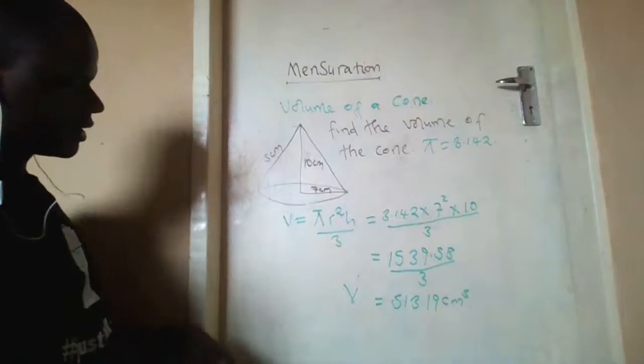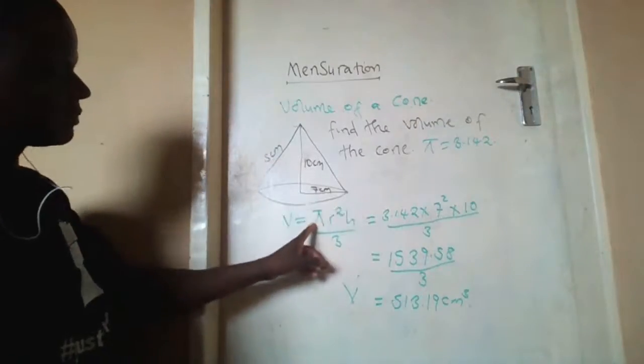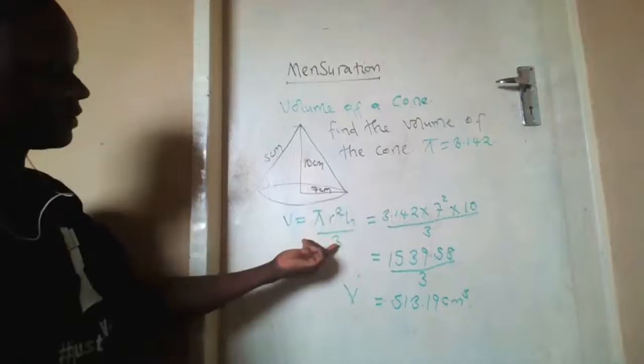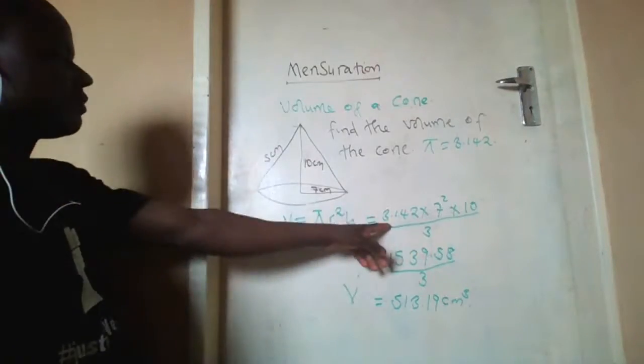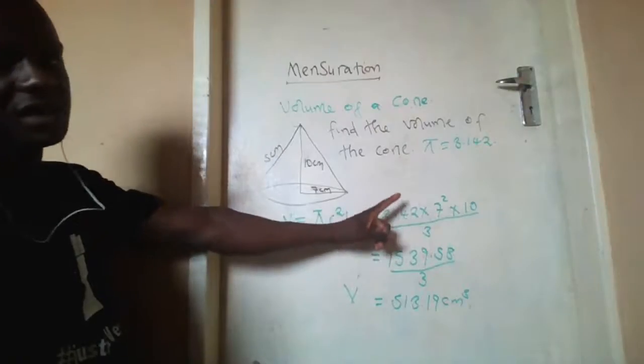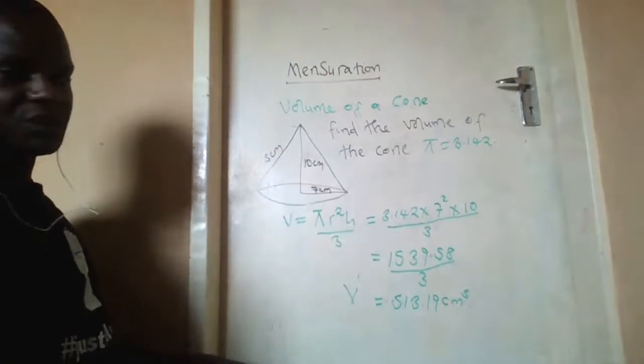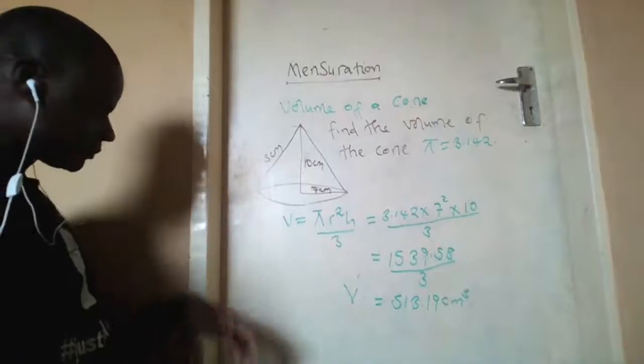So always, whenever you are taught to find the volume of a cone, it's base area times height, but we have to divide by 3. That's what the formula tells us. So 3.142 times 7 times 7 times 10, then we divide by 3.